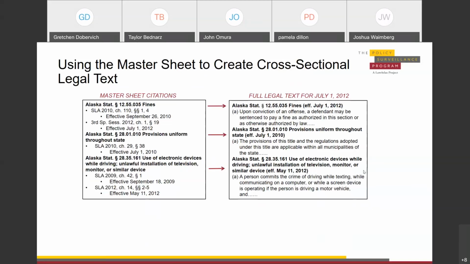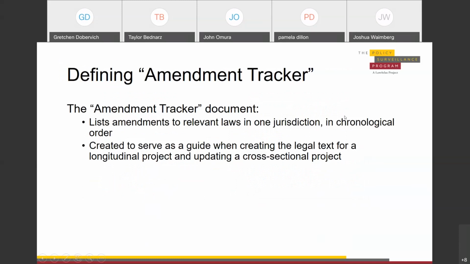cross-sectionally. Things become a little more complicated for a longitudinal project, and that's where the amendment tracker comes in. The amendment tracker is a document that shows the progression of the laws in a specific jurisdiction. Amendment trackers list amendments to relevant laws in one jurisdiction in chronological order. You will have one amendment tracker for every jurisdiction in a project, similarly to how you will have one master sheet for every jurisdiction in a longitudinal project. The amendment tracker includes the effective dates for each amendment and descriptions of changes made in each amendment.